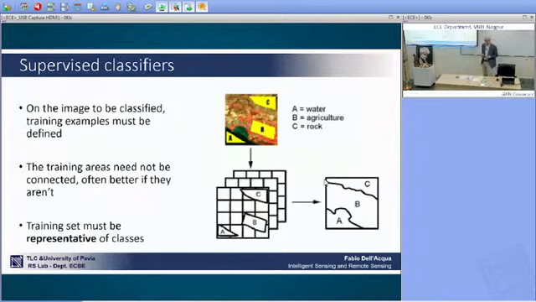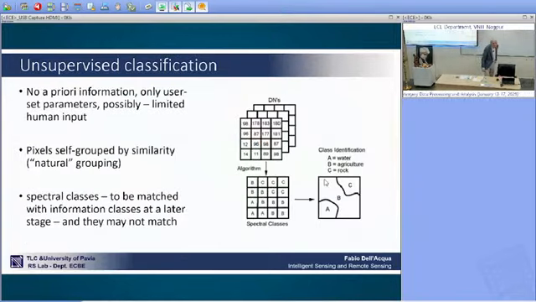Okay, so in the case of supervised classification, we have as an output directly the classes. So since the classifier learns the classes, it will output directly a map with reporting them. In the unsupervised case, you will get anonymous classes, spectral classes, which will then have to be associated with information classes. What is the advantage of unsupervised classification?